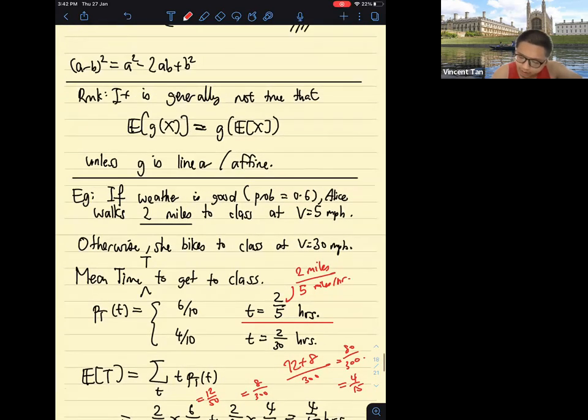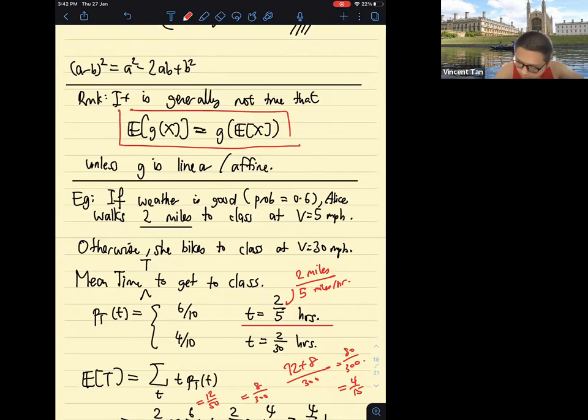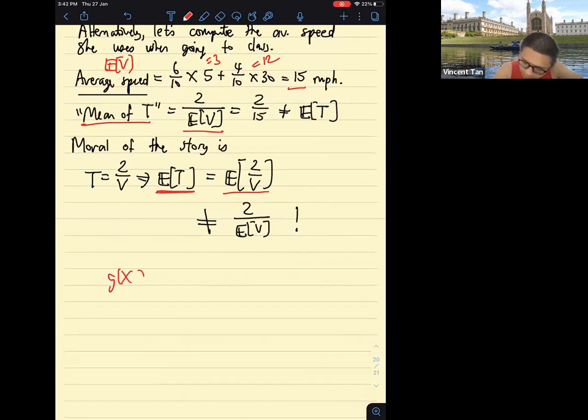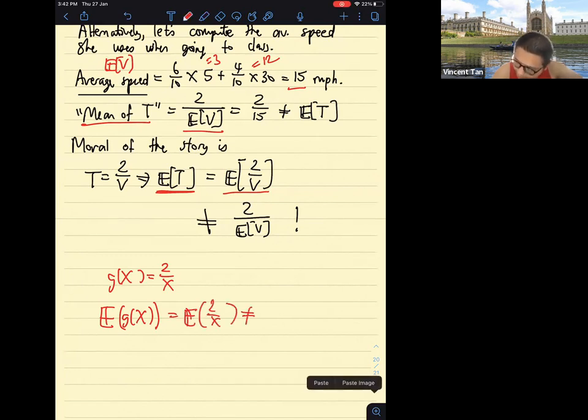As I already said, it is generally not true that the expectation value of G is equal to G of the expectation value of X. So in this case here, G of X, I take it to be 2/X. Then you have to compute the expectation value of G of X. But this is the same, definitely, as the expectation value of 2/X. But you cannot put the expectation value down here. You're not allowed. All right? Because expectation is linear. You cannot commute this with the inverse operator. Okay? Not allowed.